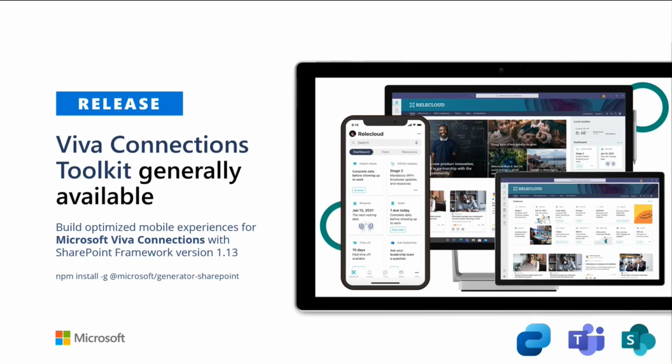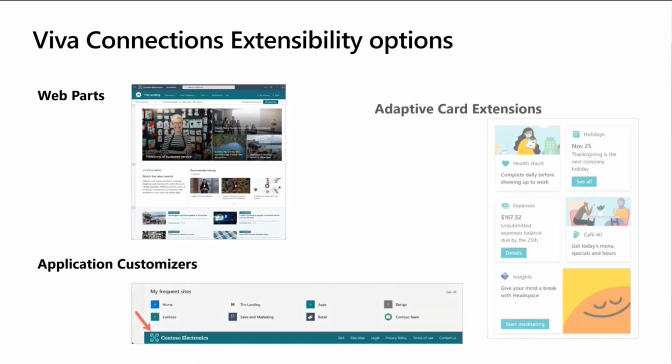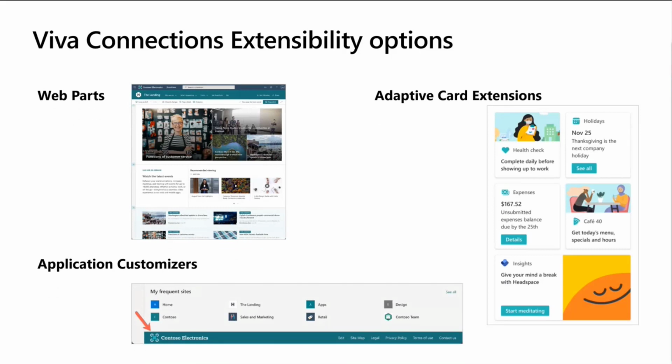Viva Connections is basically a capability where you are exposing the corporate communication intranet, or SharePoint, inside of mobile and desktop, and potentially tablet scenarios. There are three different extensibility options: you can use web parts, application customizers, and adaptive card extensions. Adaptive card extensions are for the mobile experiences, and those are rendered in a native mobile way, using the native mobile framework. So it's super fast and targeted for mobile usage.